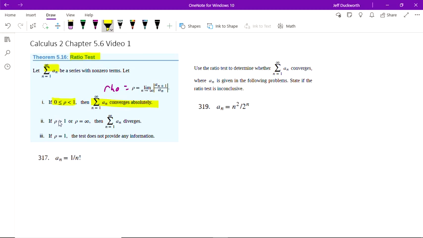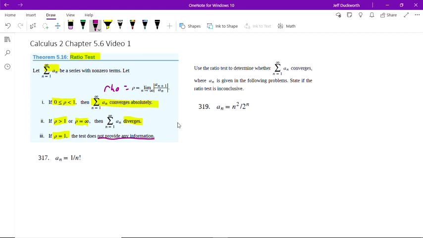If our rho is greater than 1, or if we just determine that the limit is infinite, which infinity would certainly be greater than 1, then we diverge. And strangely enough, if we get exactly 1, that does not provide any information. So if you get rho equals 1, you just say the ratio test is inconclusive.